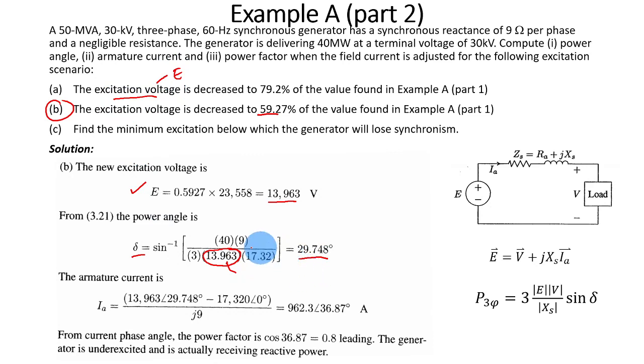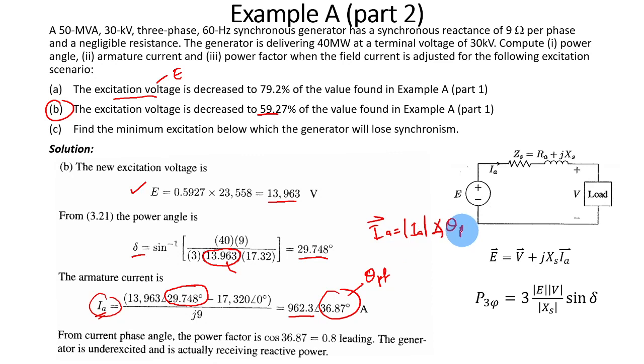Then if you want to find the armature current, you use the same formula as before, except now you have a different angle, and the armature current will become 962.3 ampere. So from the phase power angle, from this current here, you can find the power factor, because this is the angle of theta power factor. Remember, armature current is always the magnitude of the armature current at the angle of theta power factor.